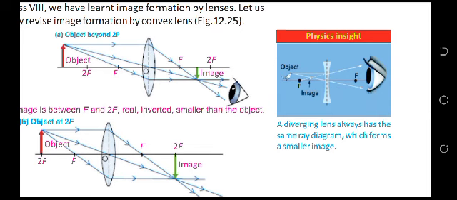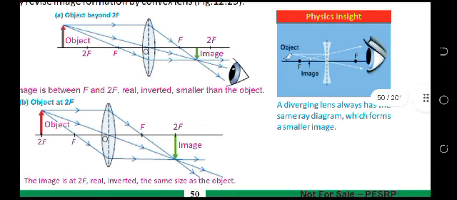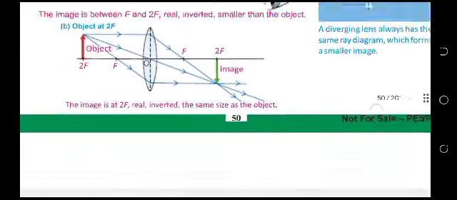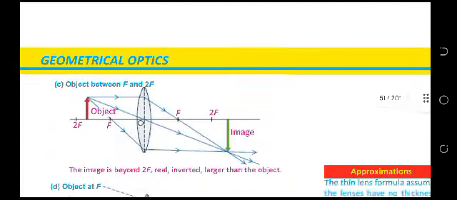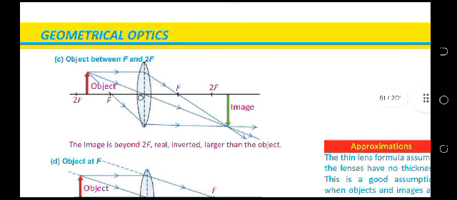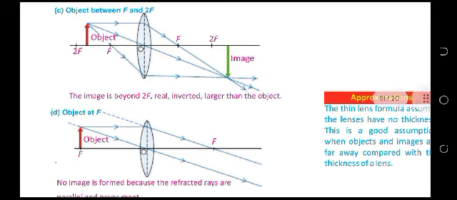Physics insight: a diverging lens always has the same ray diagram, which forms a smaller image. Object between f and 2f: the image is beyond 2f, real, inverted, larger than the object.